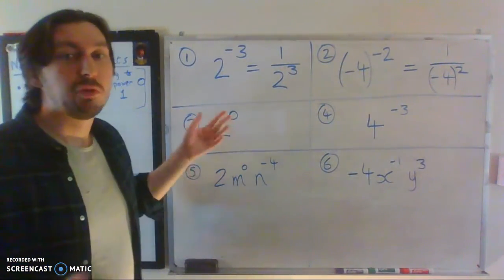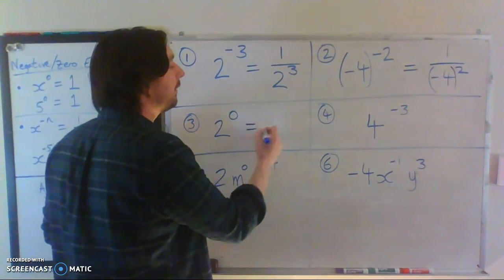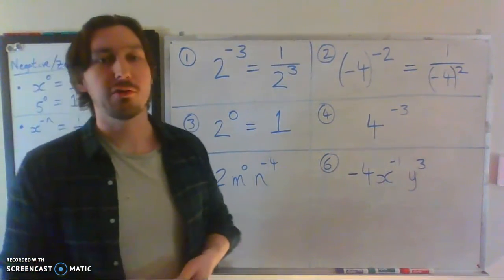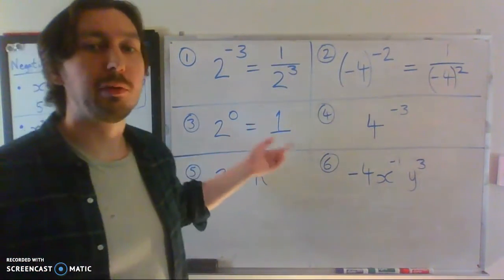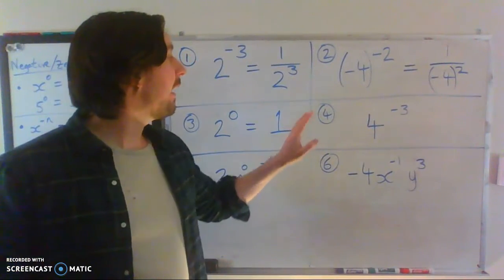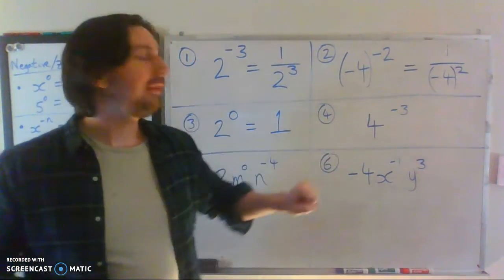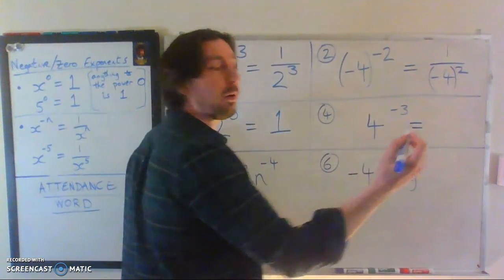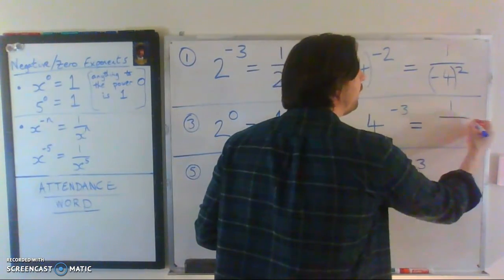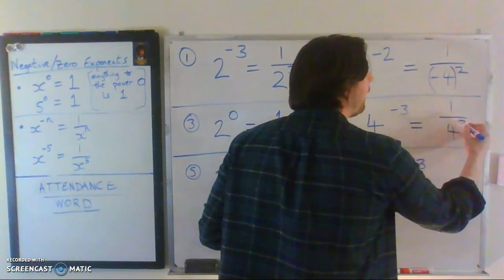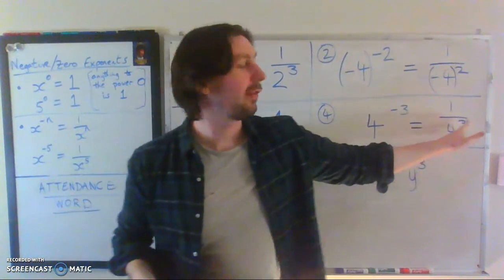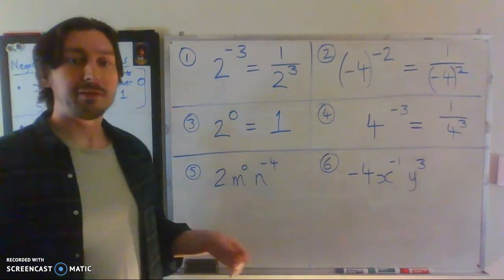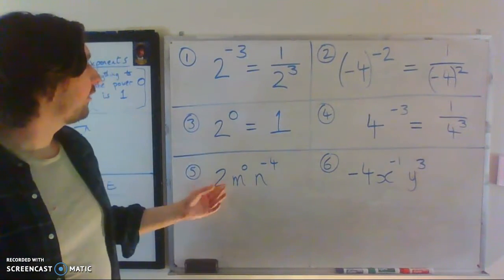Power of 0, no matter what it is, can be written as 1, because that's what it equals. Try it in a calculator if you're not sure. Anything to the power of 0, it will tell you it's 1. And then another one of these negative powers, same deal. I can express it as a positive power by making it 1 over 4. And then negative 3 becomes positive 3.